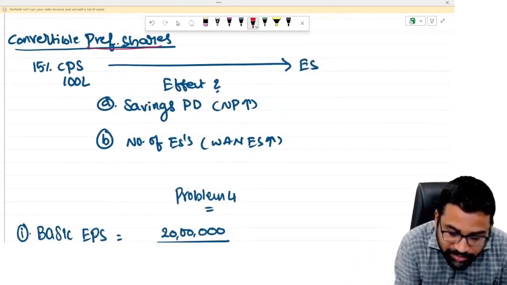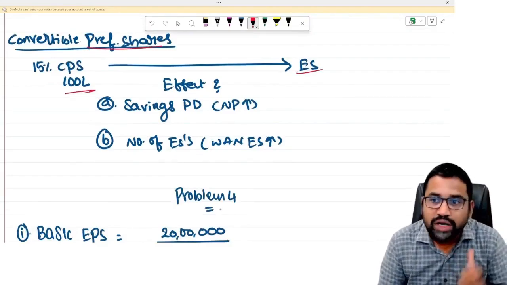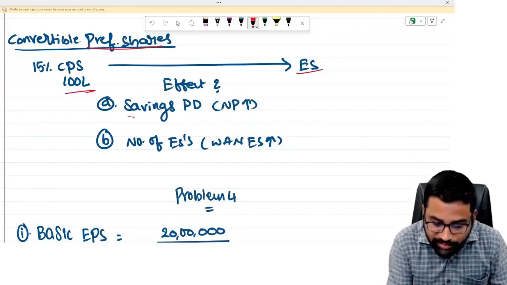Similarly, convertible preference shares. Suppose there are preference shares of 100 lakhs. We convert them into equity shares. What will be the effect? Tell me. You can save the preference dividend.